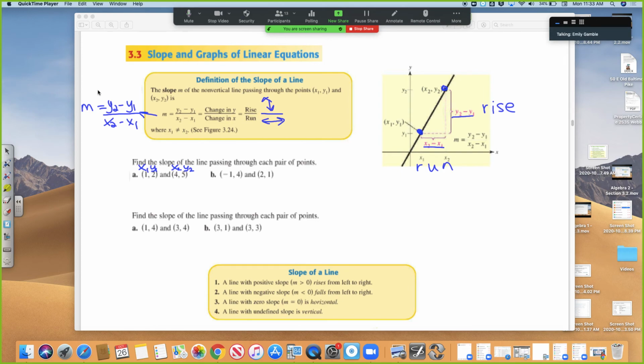The formula says take Y2 and subtract Y1. Well, I like to show all of my work so I don't make a mistake. Y2 is 5, so my numerator is going to be 5 minus Y1, which is 2, so it's going to be 5 minus 2 on the top. The denominator, X2 minus X1. X2 is 4 minus X1 is 1. So that is the little work that I would show to find my slope.